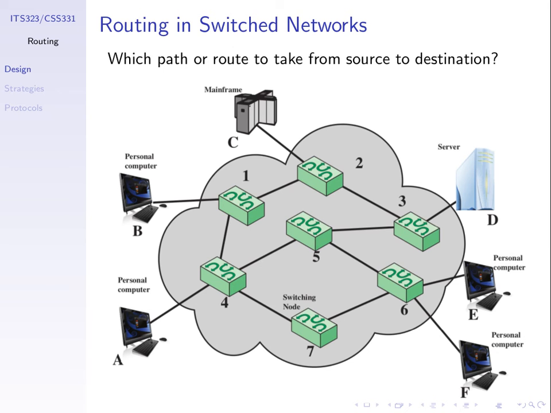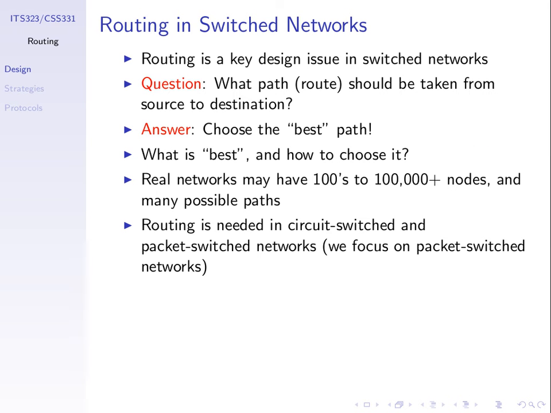So routing is a very important design issue in networks, and the question is which path or route? We use either path or route to mean the same thing. Which path should be taken from source to destination? That's our challenge. And the answer, the best path. Well, that's not a complete answer because we need to define what we mean by best.